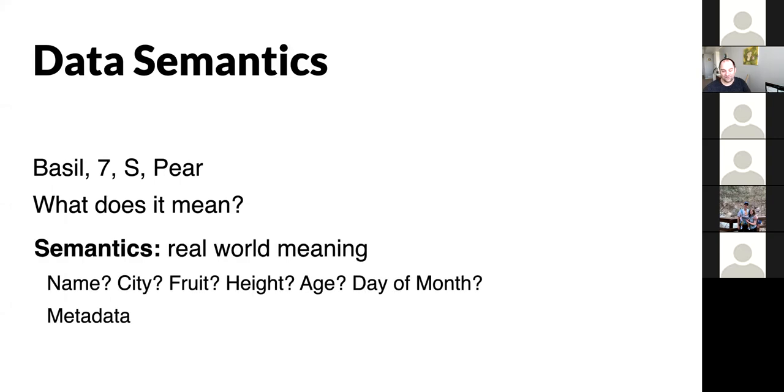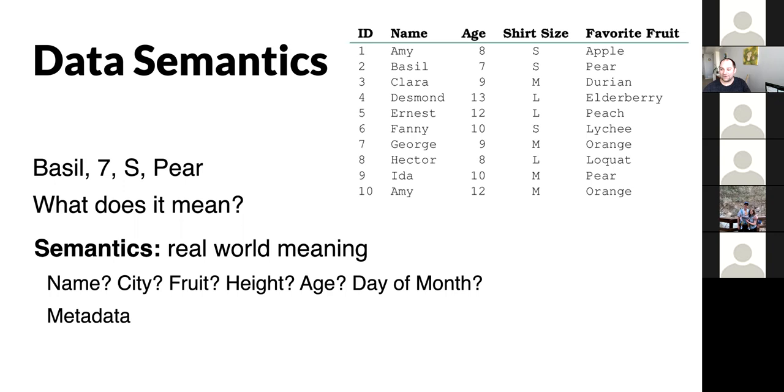Semantics give us the real-world meaning of a data vector. Is it a name, a city, a fruit? Is it height, age, day of the month? And this is contained in metadata. For this particular example, this is a vector from a table of people where we have an ID, a name, age, shirt size, and favorite fruit, and basil is one of the items in that data table.